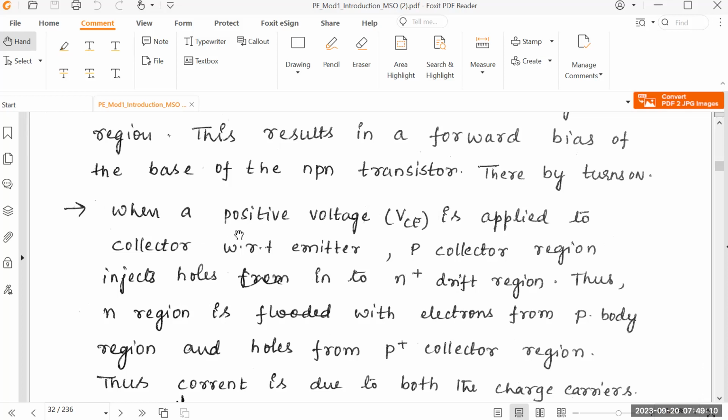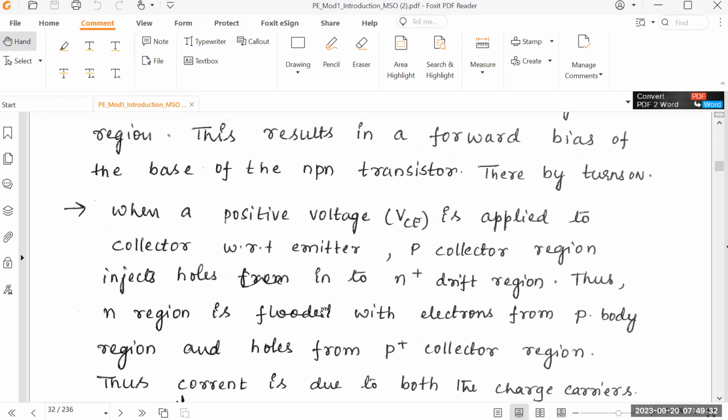Whenever I apply a positive voltage VCE between the collector and emitter, that means it is applied to the collector with respect to the emitter. The P collector region injects holes into the N plus drift region. Beneath that there is an N plus region, so it will inject the holes into the N plus drift region. Thus, the N region is flooded.